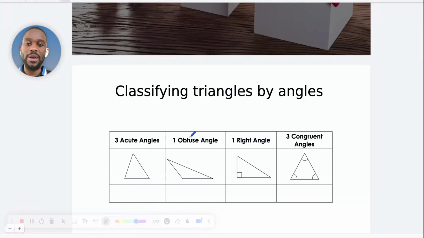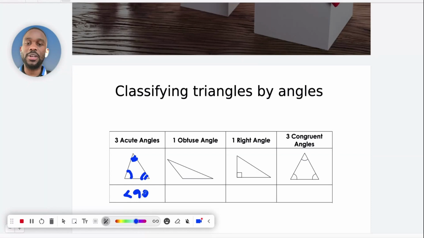So what if all the three angles are less than 90 degrees? We call that an acute triangle, meaning all the angles are acute. Whenever you hear the word acute, it simply means an angle less than 90 degrees.